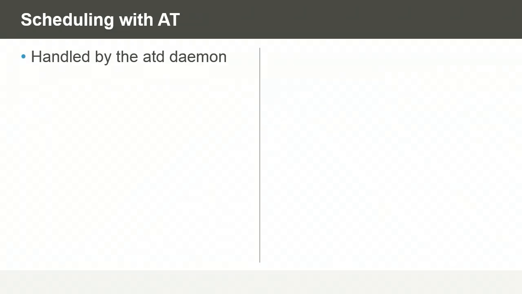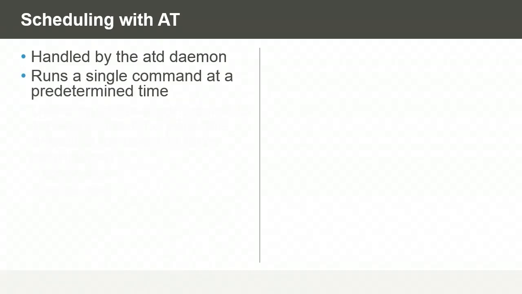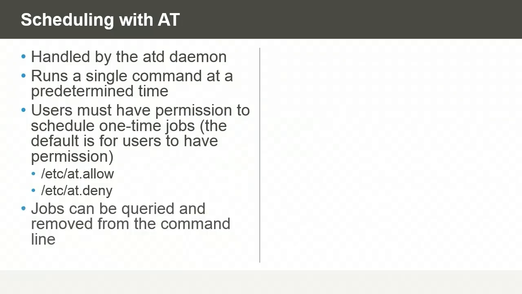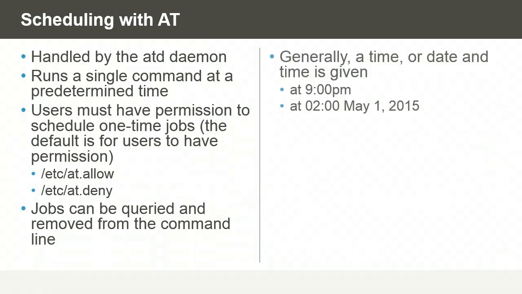The at command is used when we want to schedule something once and not on a recurrent basis. At jobs are handled by the atd daemon. Users have to have permissions to schedule these one-time jobs, just like they do with cron. And in the same way, under /etc, we have an allow and deny file for at. Jobs can be queried and removed from the command line.